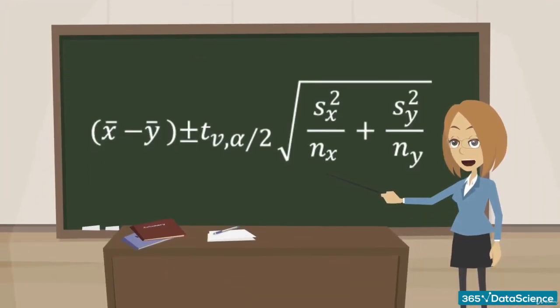Here's the confidence interval formula. Once again, we have the differences of the means of the two samples. The variances are the sample variances of each of the two variables, and here are the respective sample sizes.